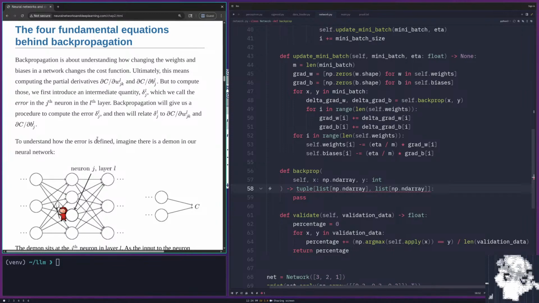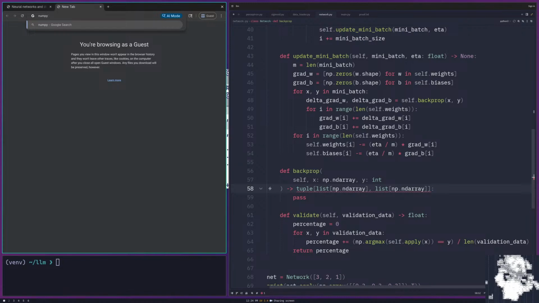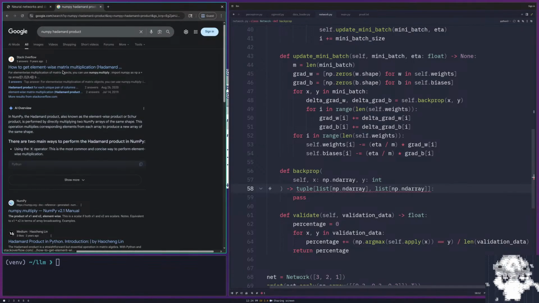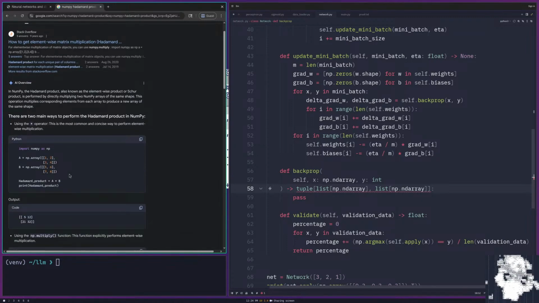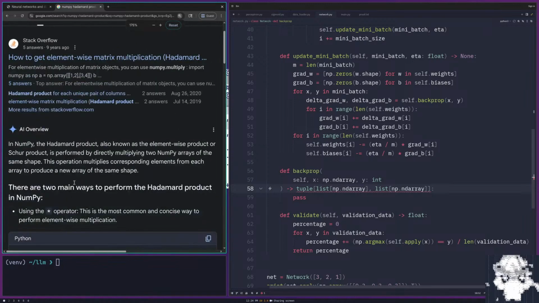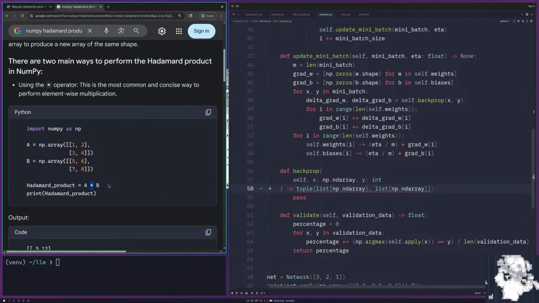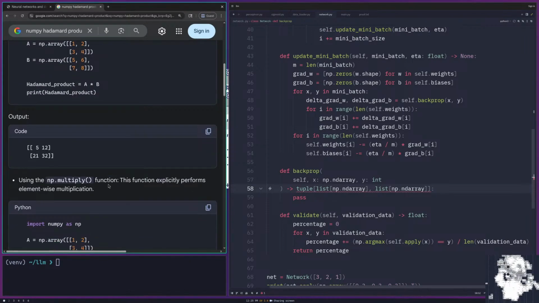The four fundamental equations behind backpropagation. Actually, just while we're here, how do you do a NumPy Hadamard product? Oh, that's what times does. So that's what I was accidentally doing earlier. Interesting.